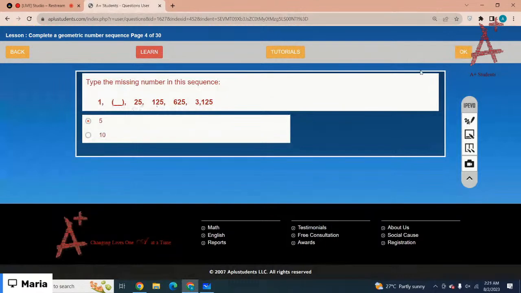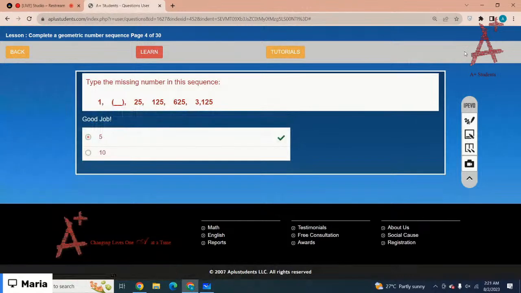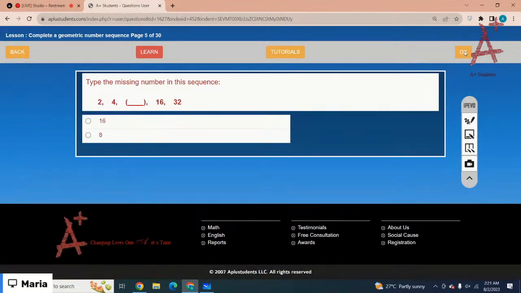Yes, it is 5. Type the missing number in the sequence. So which is the correct option?